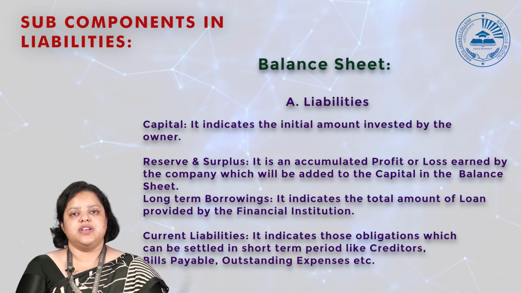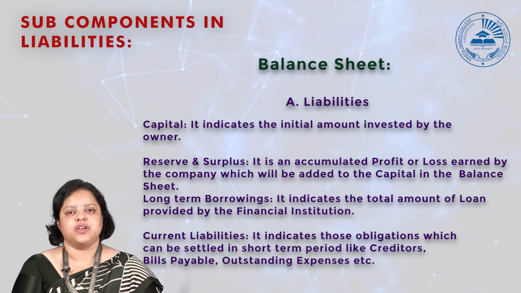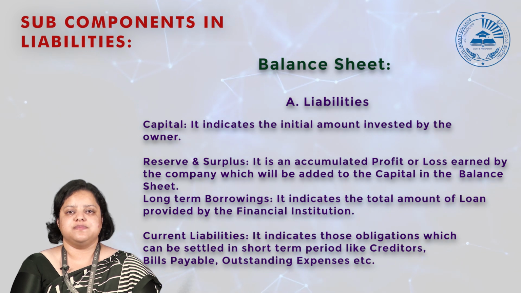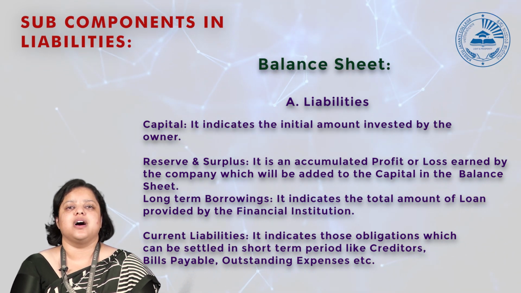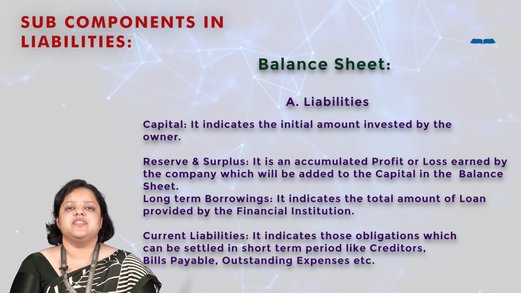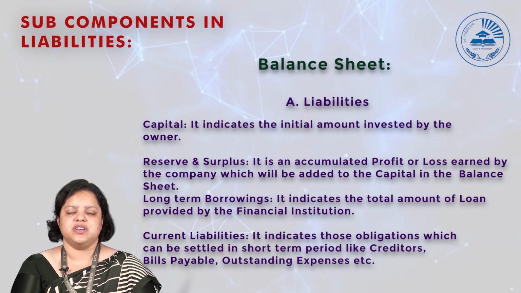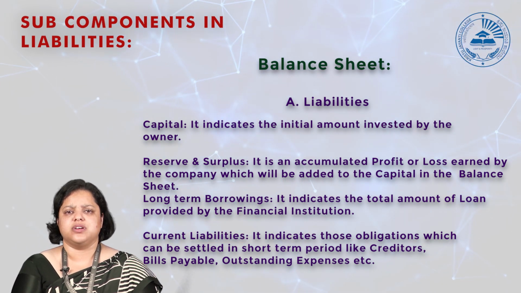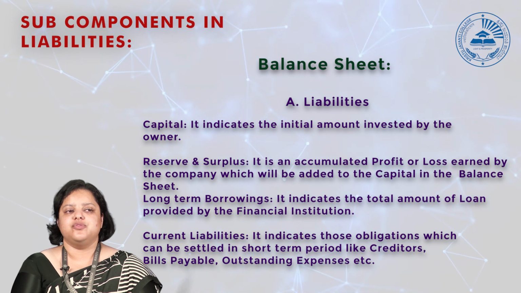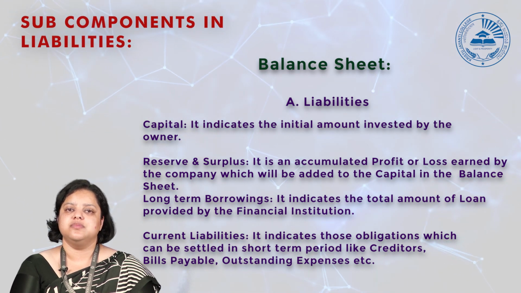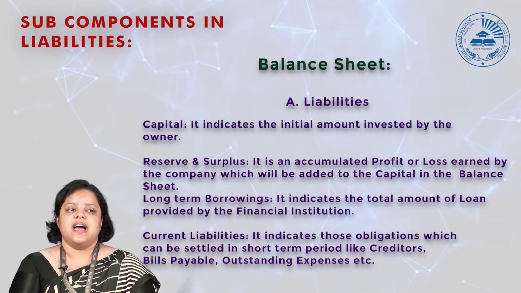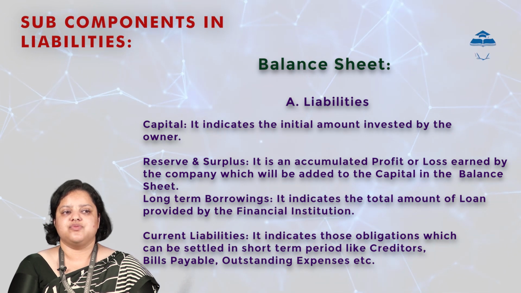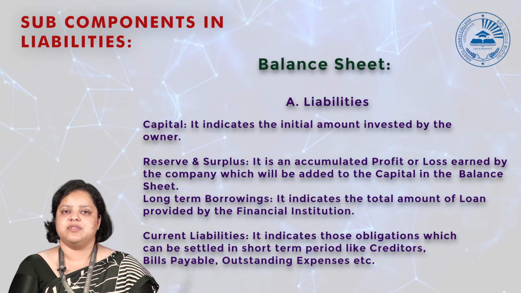The third heading we have is long term borrowings. Long term borrowings means, suppose the company, to run its business smoothly, has taken any loans from a financial institution or bank, whether short term or long term, all the loan amount will be recorded under long term borrowings. And the last heading under liabilities is current liabilities.